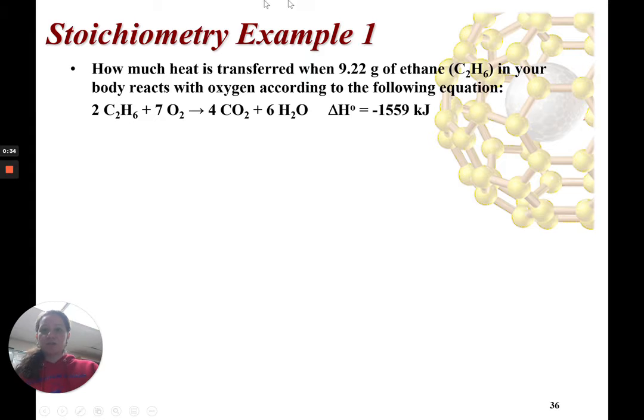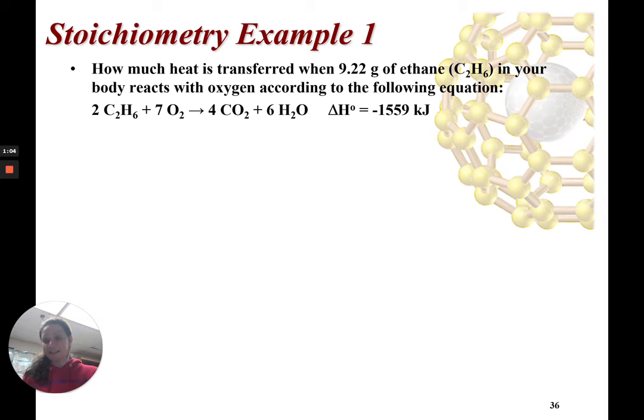It says how much heat is transferred when 9.22 grams of ethane, which is C2H6, in your body reacts with oxygen according to the following equation. So the ethane in your body reacts with oxygen. Looks like it's a combustion reaction. And it makes sense that it would be a negative delta H because a combustion would be exothermic, releases heat. And they give us the balanced equation. And they also give us the heat that is transferred, negative 1,559 kilojoules.